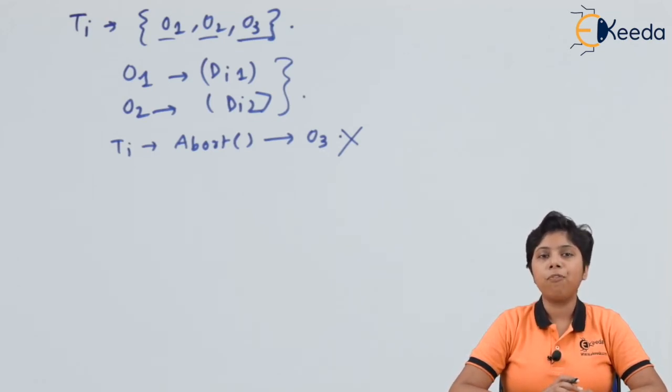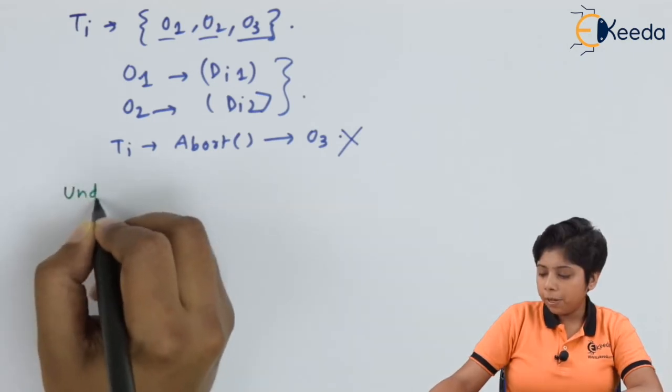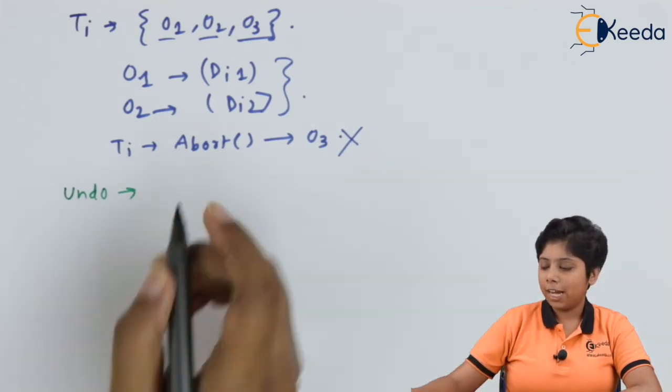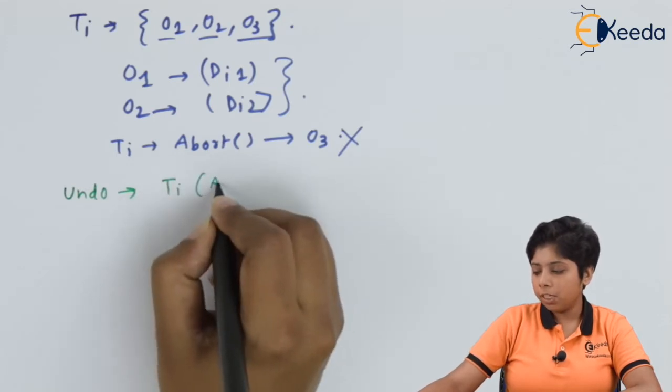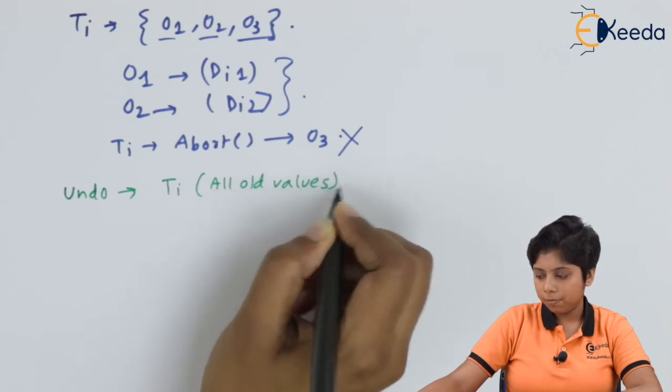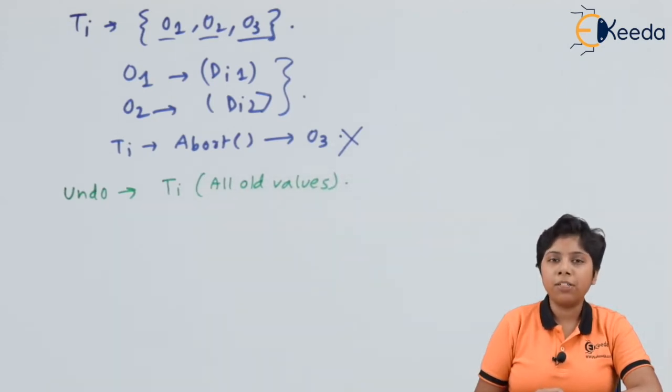Now, how do we perform recovery from this database modification? We can perform two functions on these databases. The first one is undo, the second one is redo. The undo operation states that all the old values will be restored by this operation of a transaction. That means the transaction TI will contain all old values. That means the effect of the transaction has been removed from the database.